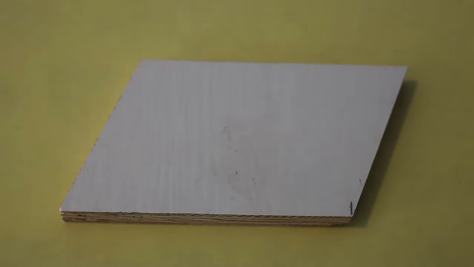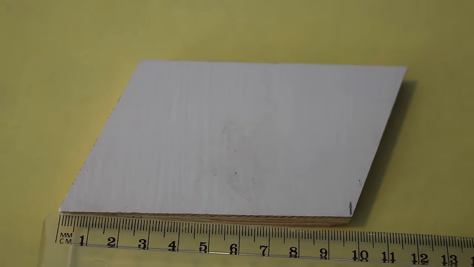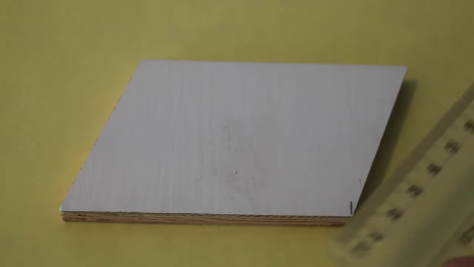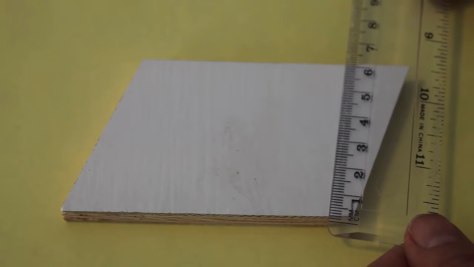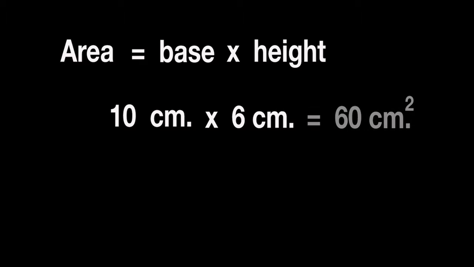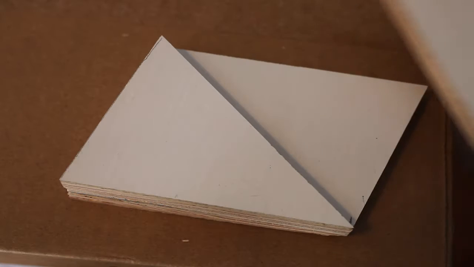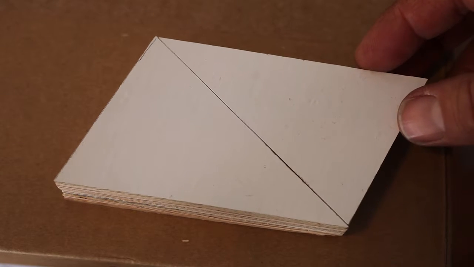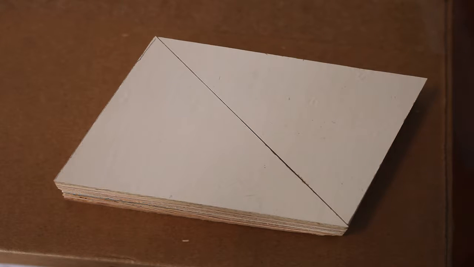In this wooden parallelogram, the length of the base is 10 centimeters and the height is 6 centimeters. The formula to calculate the area of a parallelogram is area equals base times height. So 10 centimeters times 6 centimeters equals 60 square centimeters. It's also interesting to note that two equal-sized triangles can fit inside a parallelogram.